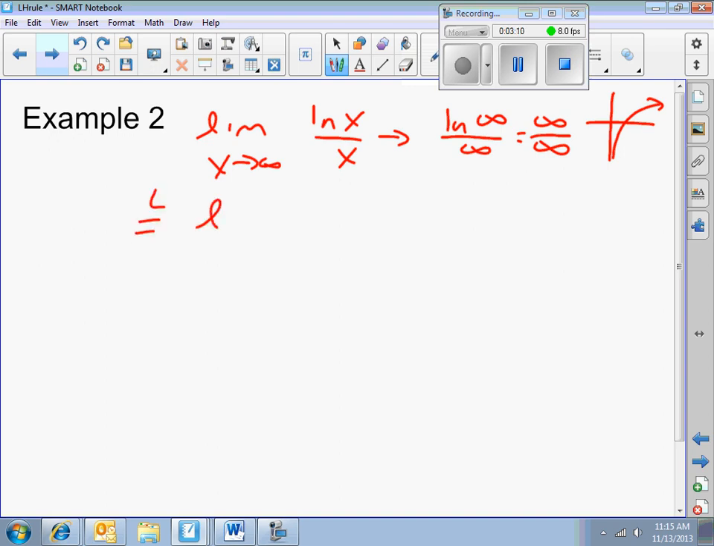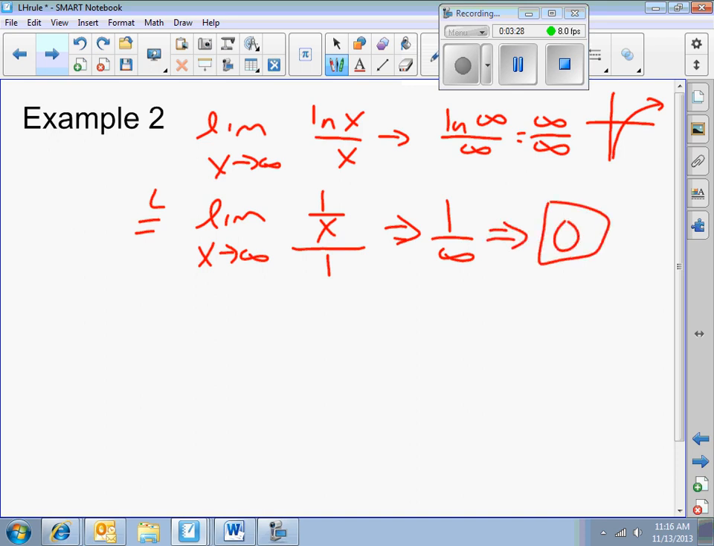So by L'Hopital's rule, the limit as x approaches infinity, the derivative of natural log of x is 1 over x, over the derivative of x, which is 1. When I do direct substitution, I get 1 over infinity. 1 over a very large number is obviously heading towards 0. So that limit would be 0.